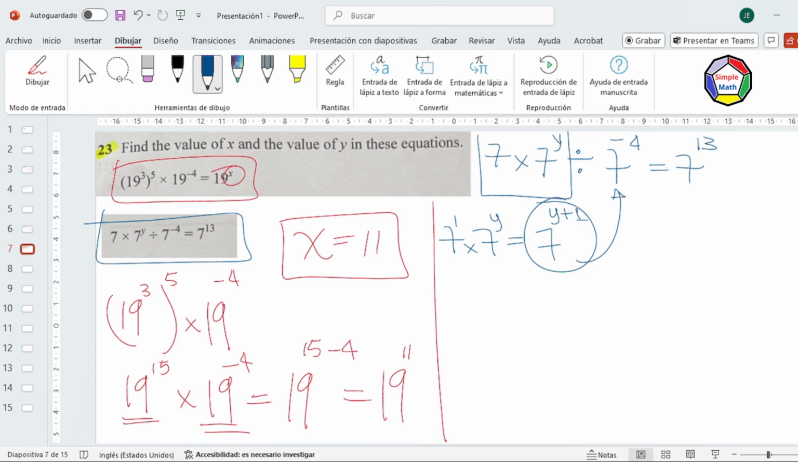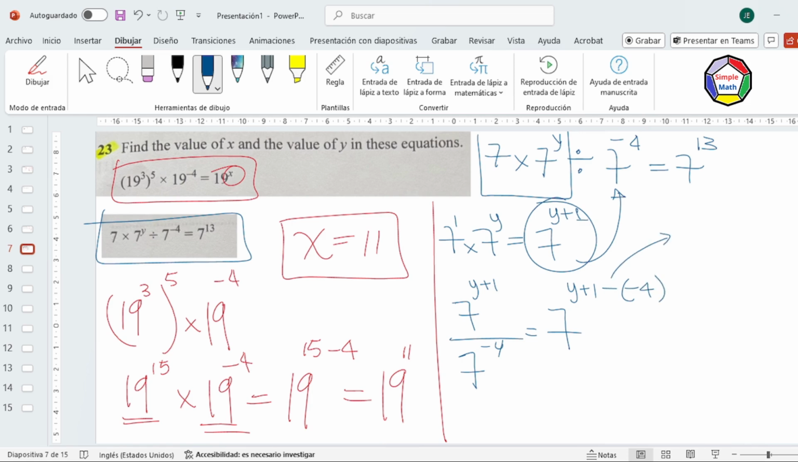So actually we have, I'm applying PEMDAS, right? 7 to the power of y plus 1 over 7 to the power of negative 4. If you remember, we need to subtract the exponent. So that is the same as 7 to the power of y plus 1 minus negative 4. Why minus?